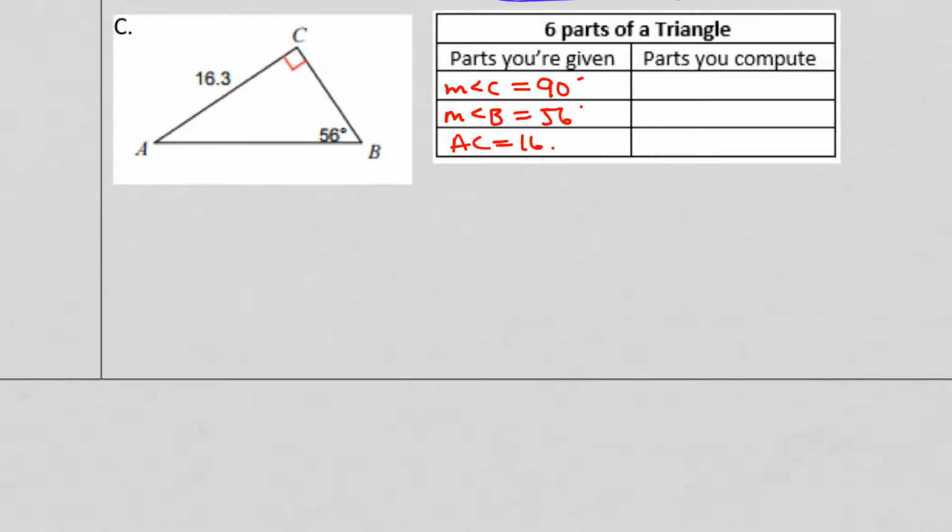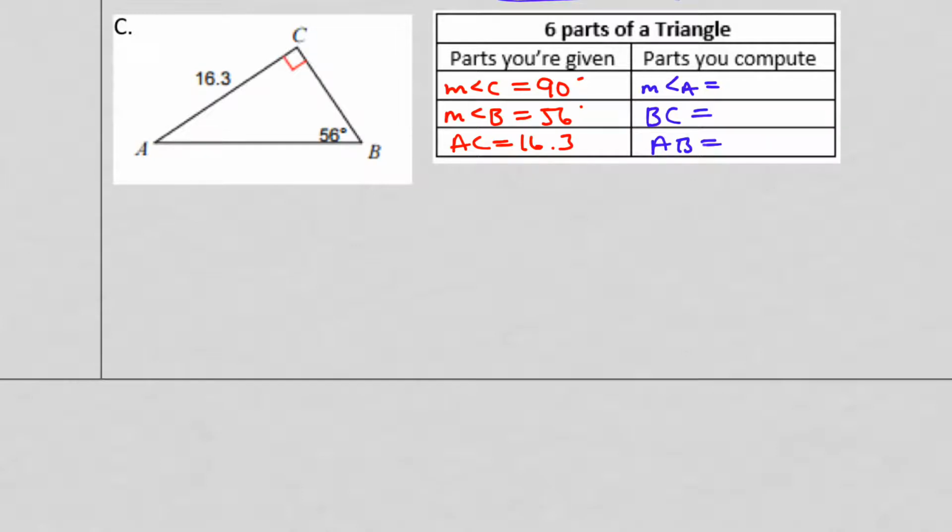What I don't know in this case is angle A, so I'm missing the measure of angle A. I also don't know side BC, and I also don't know the hypotenuse AB. So in this case, I'm missing those three parts that I have to compute.